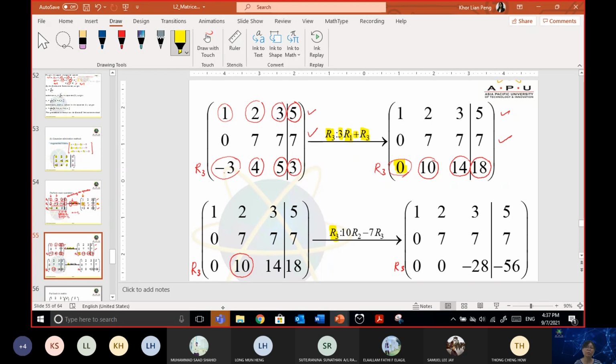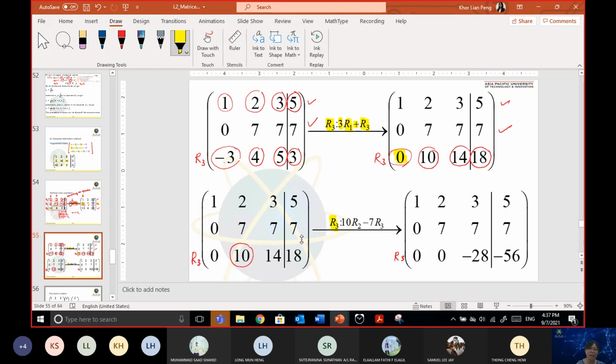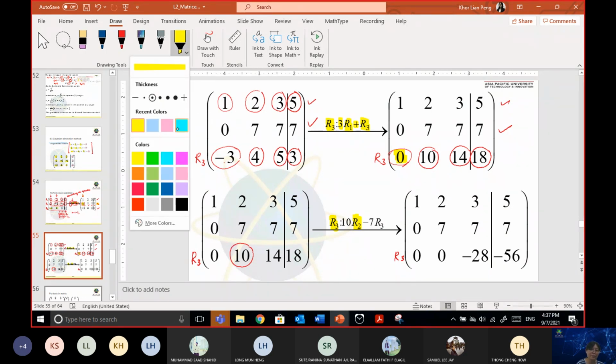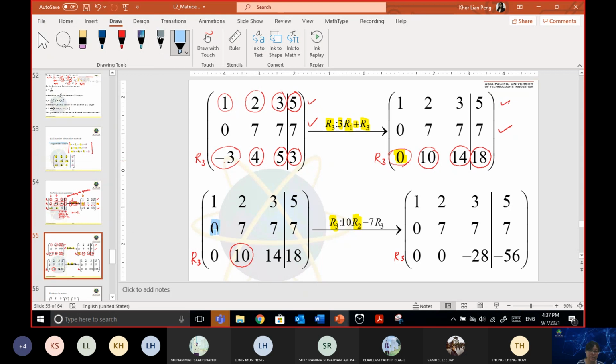How do we make this 10 a 0? We should use the second row. Why do we use the second row? Because for the second row, here is a 0. So when we apply the second row on the third row, this 0 will still remain as a 0.